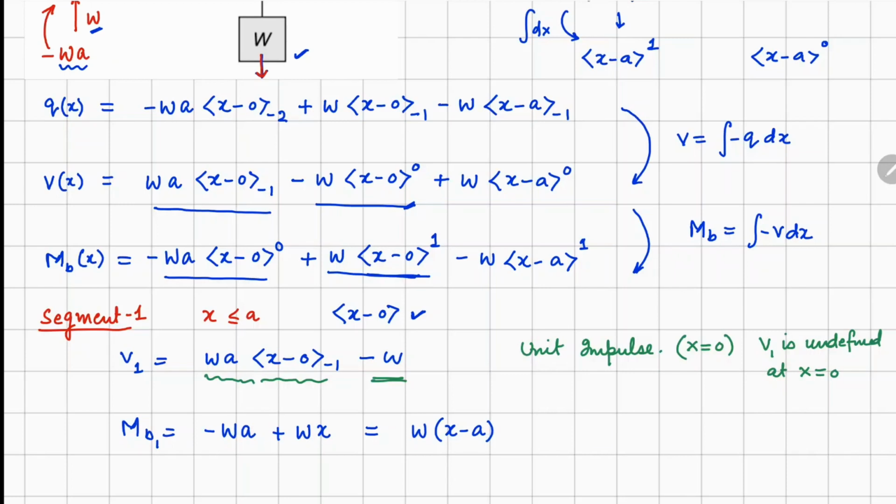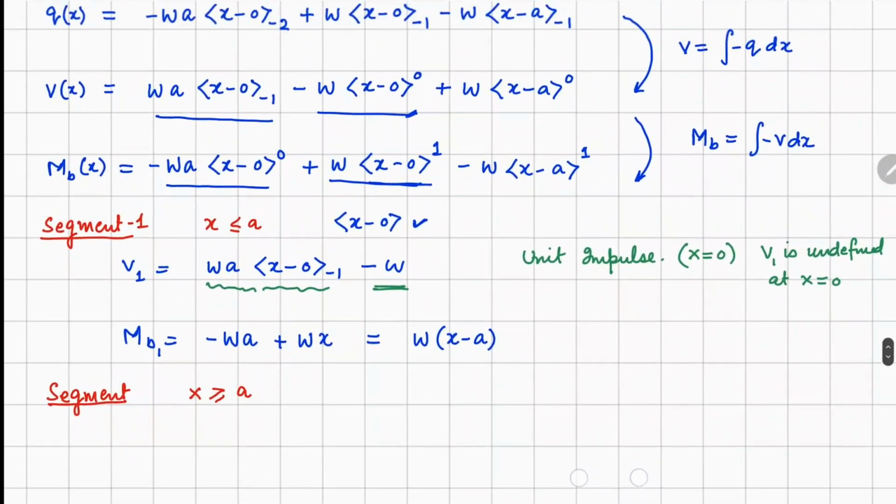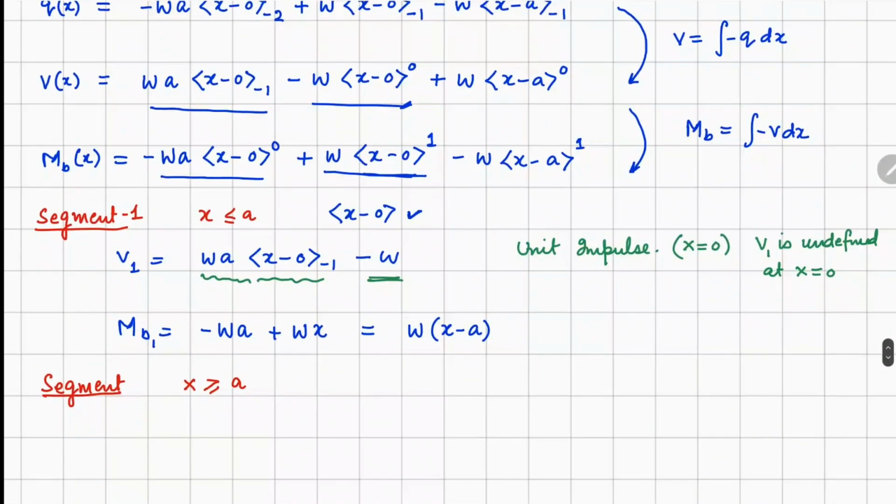Now we focus on segment number 2. So your segment number 2 for the beam is when your x is greater than or equal to a. For x greater than or equal to a, both of these values, x minus 0 will also give you positive and x minus a will also give you positive. So this means that all three terms here, this one and this one, all of these three will be considered for your segment number 2 calculation.